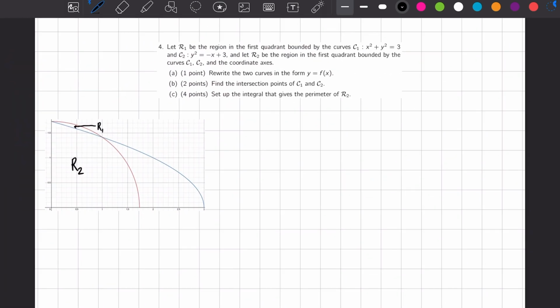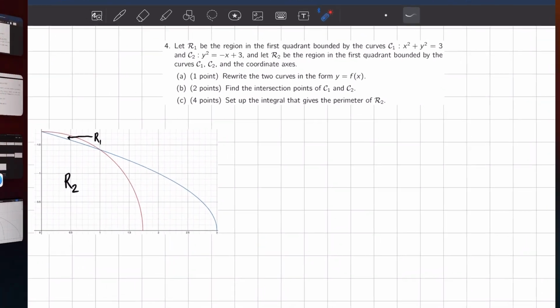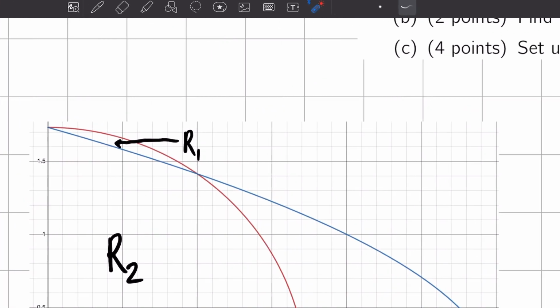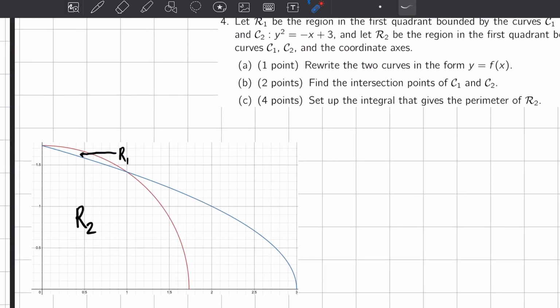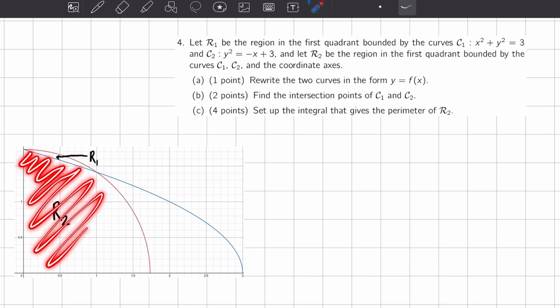For number 4, let R sub 1 be the region in the first quadrant bounded by the curves x squared plus y squared equals 3 and y squared equals negative x plus 3. So what we are talking about is this region right here. And we let R2 be the region in the first quadrant bounded by the curves C1, C2, and the coordinate axis. So what we are talking about is this one right here.